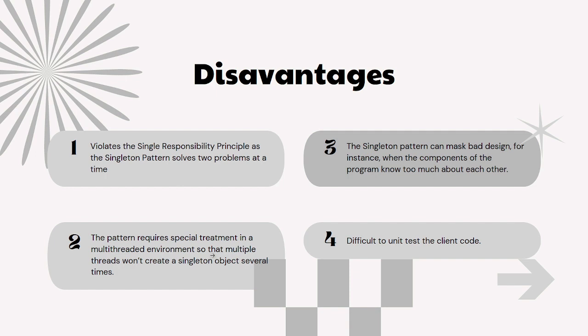For instance, when the components of the program know too much about each other, it may be difficult to unit test the client code of the singleton, because many test frameworks rely on inheritance when producing mock objects. Since the constructor of the singleton class is private and overriding static methods is impossible in most languages, we will need to think of a creative way to mock the singleton.